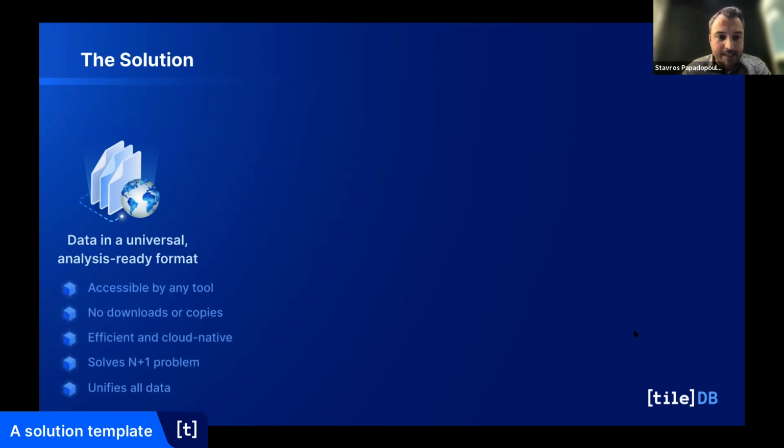This means that it is accessible by any tool. It can be cloud native. You don't need to download something like these files in order to access them. You can just slice them. There are going to be no downloads or copies. It's going to be efficient. It's going to solve the N+1 problem. So you need something that is open to updates, that enables fast updates as new samples are coming in, and something that can unify even the tables, right?